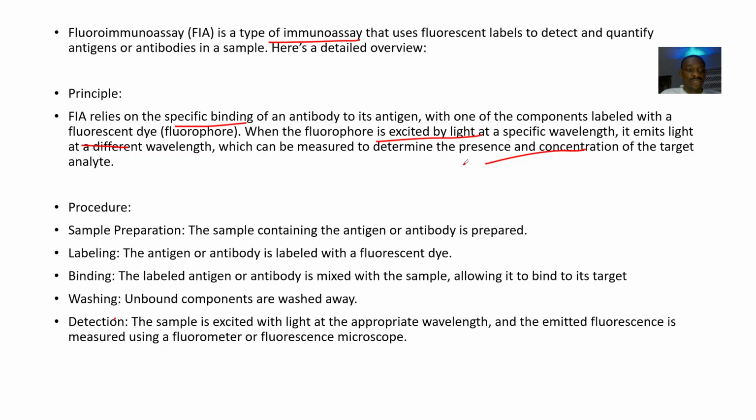Okay. So for procedure: sample preparation, where you prepare a sample containing the antigen or antibody. Labeling, so the antigen or antibody will be labeled with fluorescent dye. Binding, so the labeled antigen or antibody is mixed with the sample, allowing it to bind to its target. Washing, so the unbound components are washed away. Detection, the sample is excited with light at an appropriate wavelength, and the emitted fluorescence is measured using a fluorometer or fluorescence microscope.